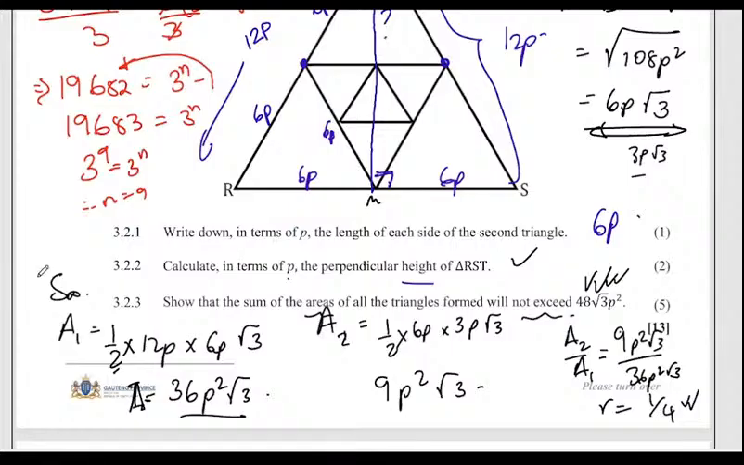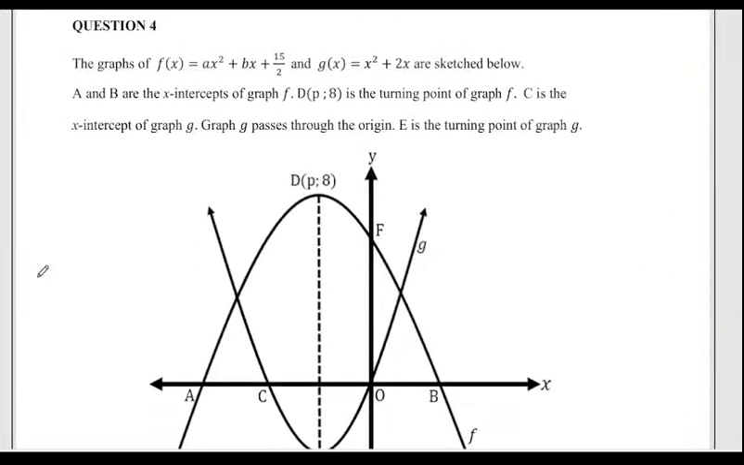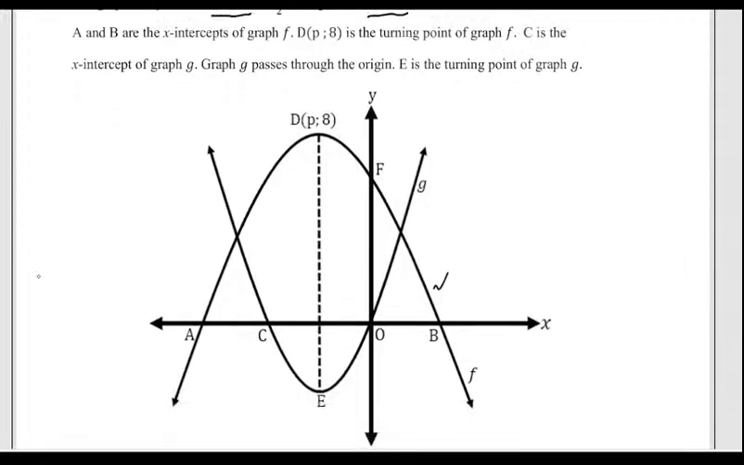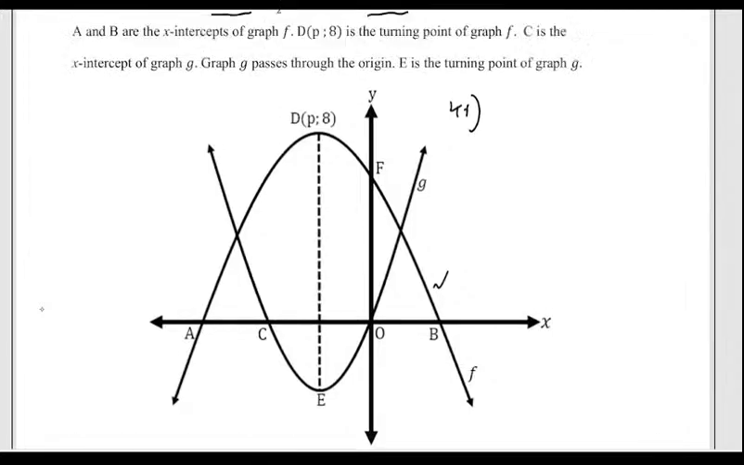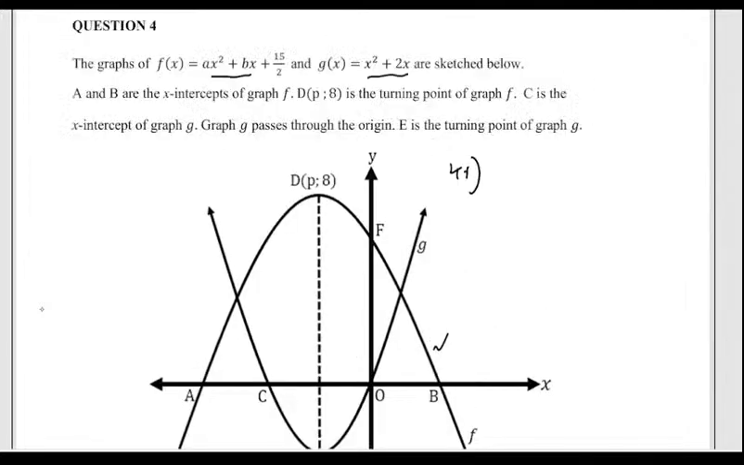All right, then question number 4, which is the functions. f of x, we're given this general form, and then g of x, basic that, then A and B are x-intercepts, D is the turning point. All right, then 4.1, they want the coordinates of F. So we know that F is the y-intercept of f. So this number is 15 over 2, but they want the coordinates, né? So it's going to be 0 and then 15 over 2.